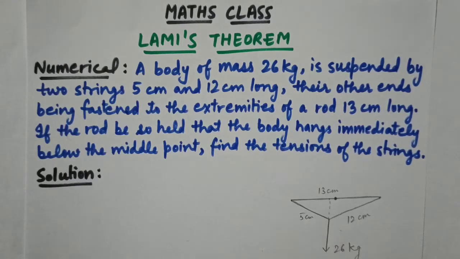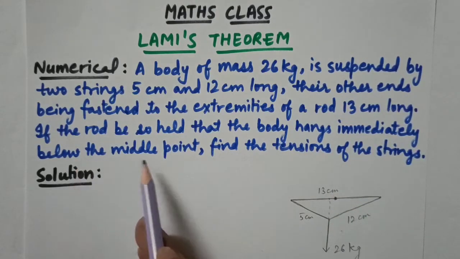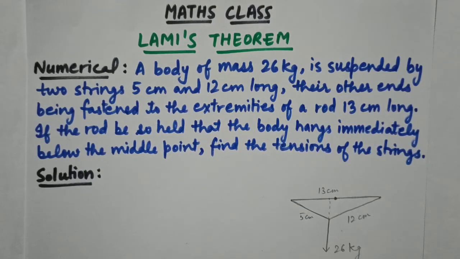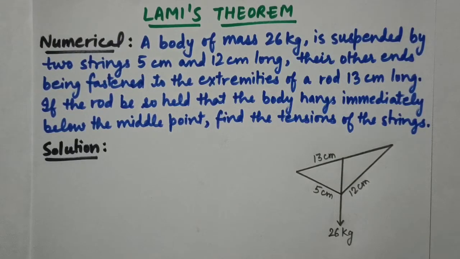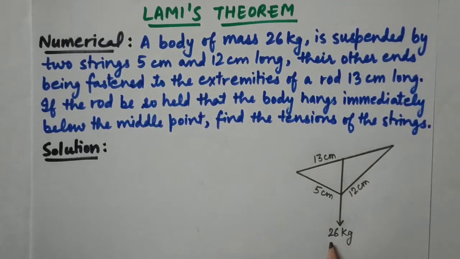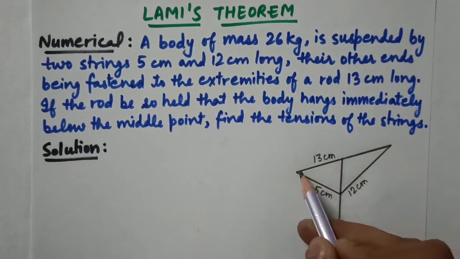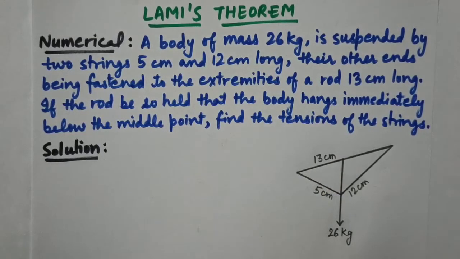But the body that is hanging is not below the middle point of the rod. So that means we have to adjust the rod accordingly so that the body hangs immediately below the middle point of the rod. So for that, I would have to just erase this diagram and draw it again. Oh, give me 1 second. Now you can clearly see that I have drawn the diagram such that the body of mass 26 kg that is hanging, it is hanging below the middle point of this rod that is 13 centimeters long.